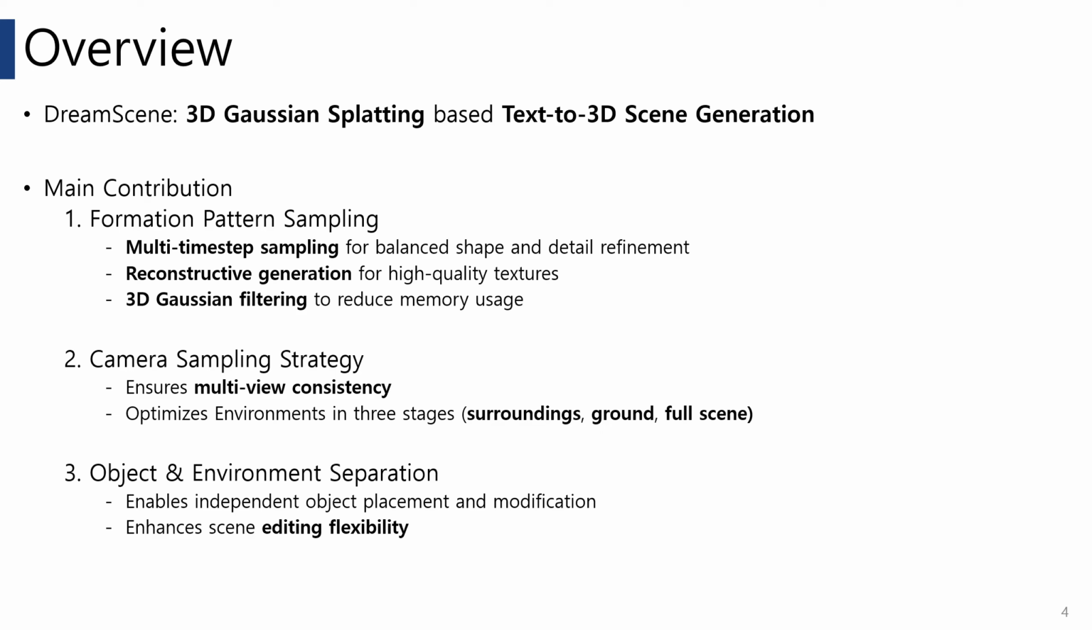Second, it employs a camera sampling strategy, which is used for environment generation to ensure 3D consistency. By structuring the camera sampling process in 3 stages, DreamScene gradually optimizes surroundings, ground, and full scene, allowing for a fully coherent scene. Additionally, DreamScene enables more precise scene editing by integrating objects and environments separately, making it easier to modify specific elements of a scene.